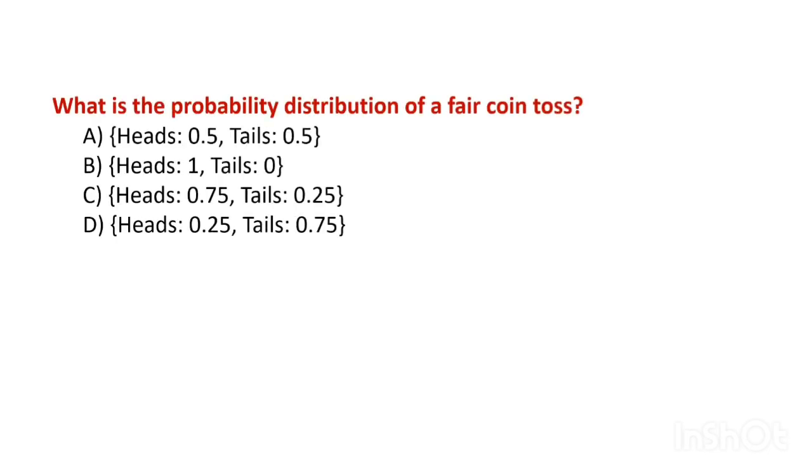What is the probability distribution of a fair coin toss? In a fair coin toss, both heads and tails have an equal probability of 1/2. The correct answer is option A.